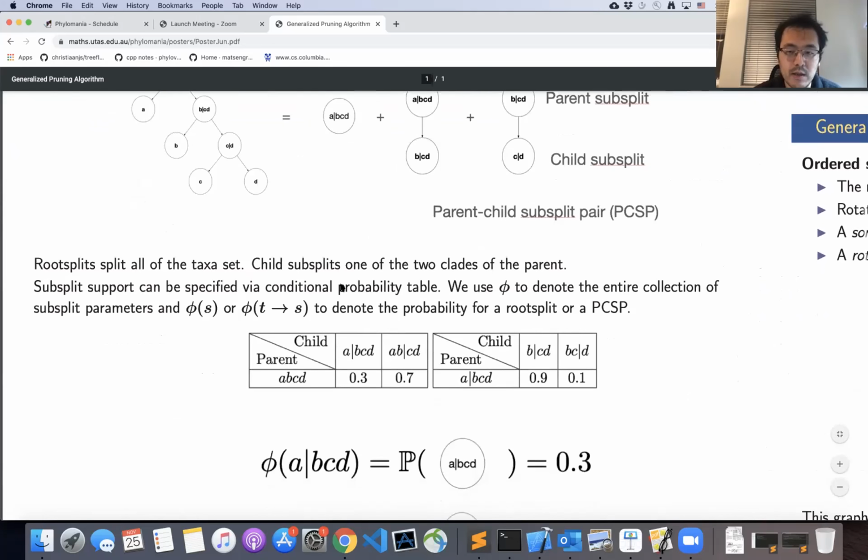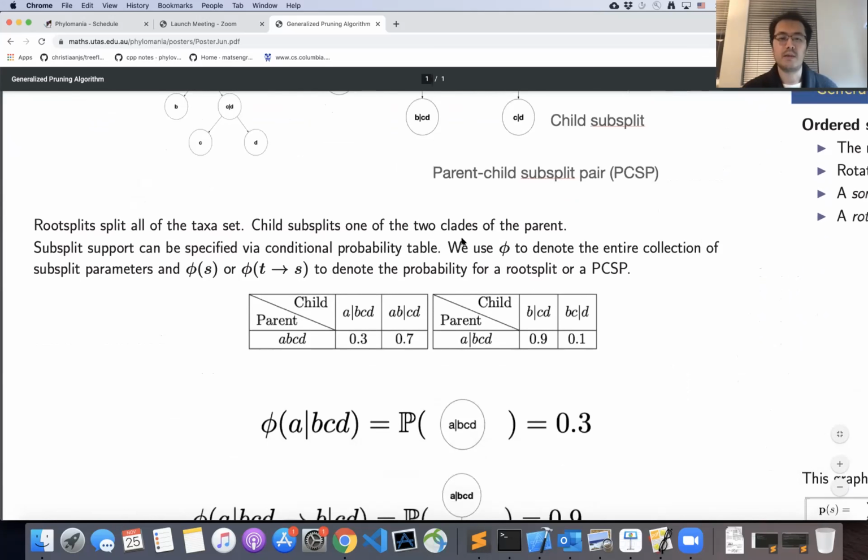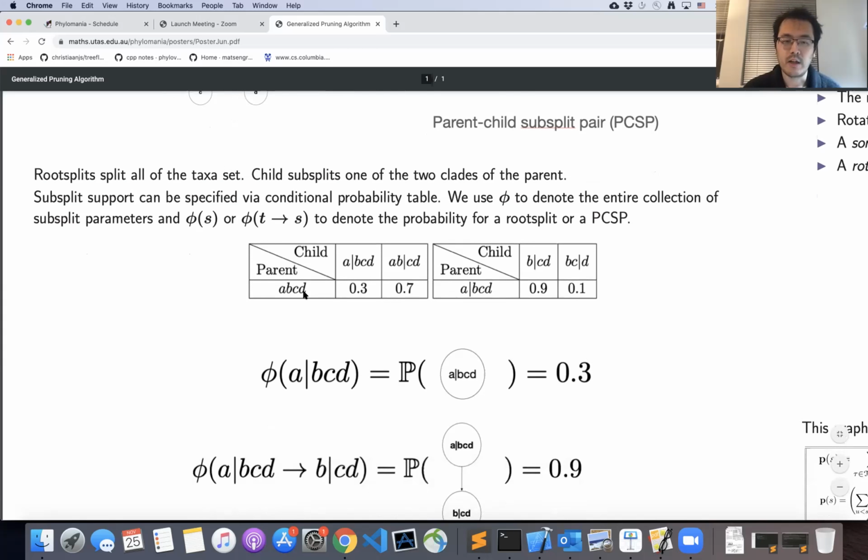The nice thing about this decomposition is that you can specify a support set over trees by conditional probability tables or conditional probability distributions. For example, in this table, we have two choices. A, B, C, D could be split in two ways, as shown here. With probability 0.3, you get A splitting off from B, C, D. And with 0.7, you get A, B split from C, D.